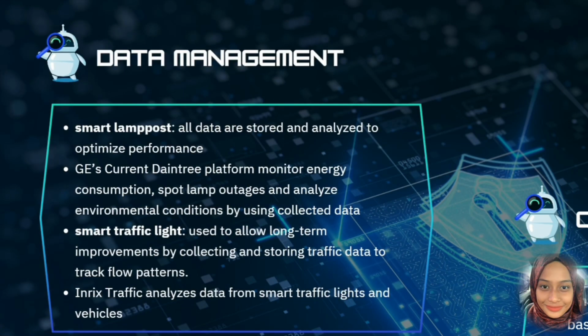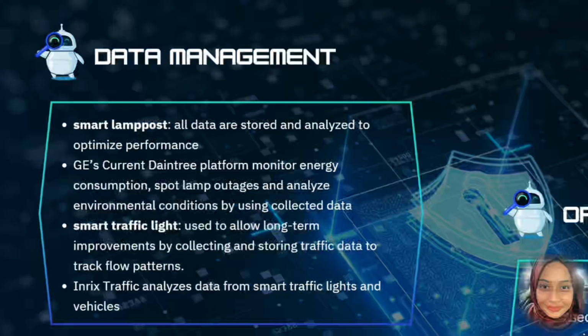For smart lampposts, all data are stored and analyzed to optimize performance. GE's Current Intelligent Environments platform monitors energy consumption, spots lamp outages, and analyzes environmental conditions by using collected data. For smart traffic light, it is used to allow long-term improvements by collecting and storing traffic data to track flow patterns. For example, InReach Traffic analyzes data from smart traffic lights and vehicles.